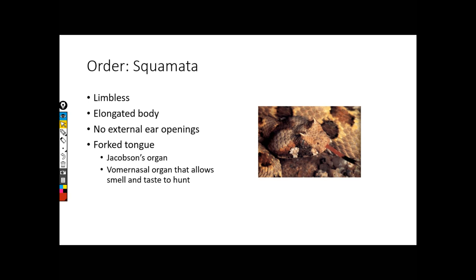Okay, so for our limbless squamates, so basically our snakes, they have a much more elongated body, and generally speaking, most of our reptiles have no external ear openings. We still have a hole, the tympanum, they can hear, but we're not going to have any big features here. So the big key setting these guys apart is that forked tongue. Their vision sucks, their hearing sucks.